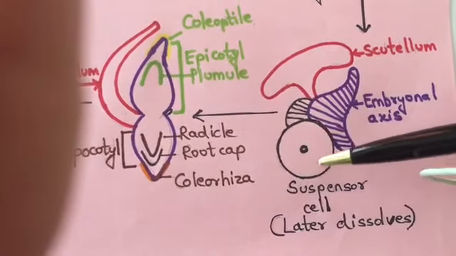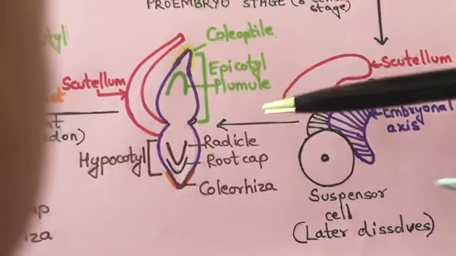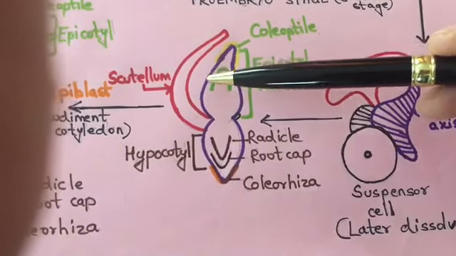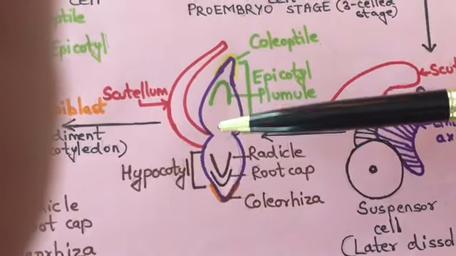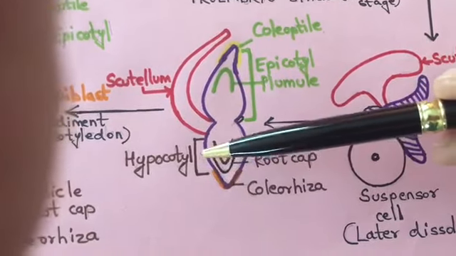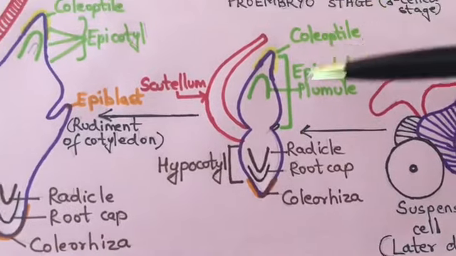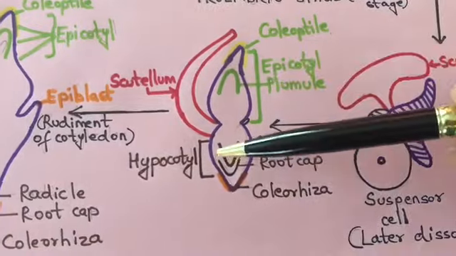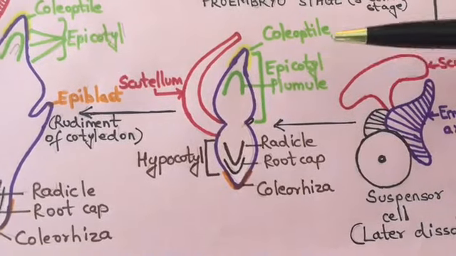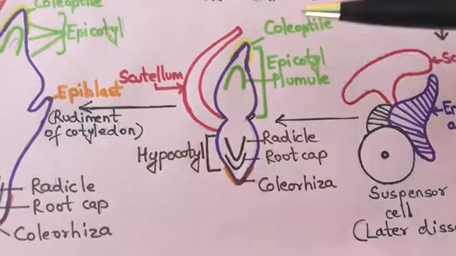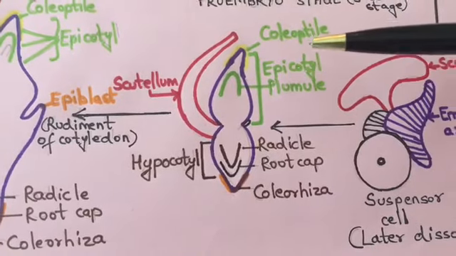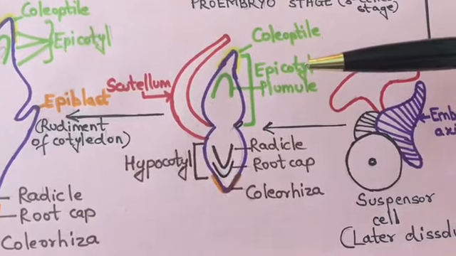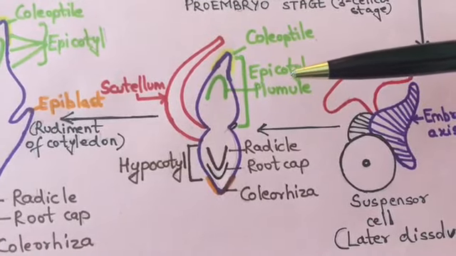Then both of these dissolve, and further a proper embryonal axis divides into two. The lower portion is the hypocotyl, while the upper portion is the epicotyl. The similar hypocotyl and epicotyl are both observed in the dicot embryo, as you all know. I've already explained this in my earlier video, so you can go and check the explanation of the dicot embryo.